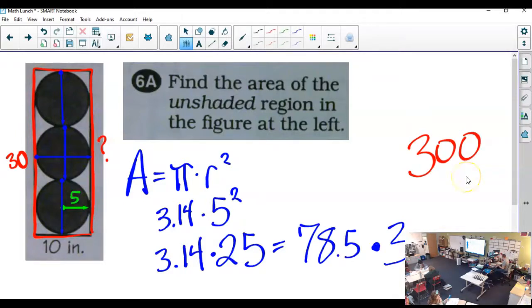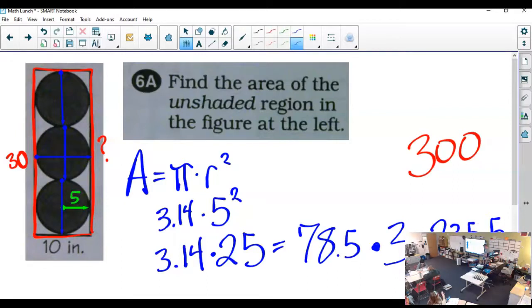It'd be 300 minus whatever 78.5 times 3 is. 78.5 times 3 is 235.5. So Phoebe, you might be doing the subtraction in the backwards order, which is a common mistake to make. This is 235.5, and that's what we need to take away from 300. So our order needs to be 300, the rectangle, minus this 235.5. Make sense? Cool.